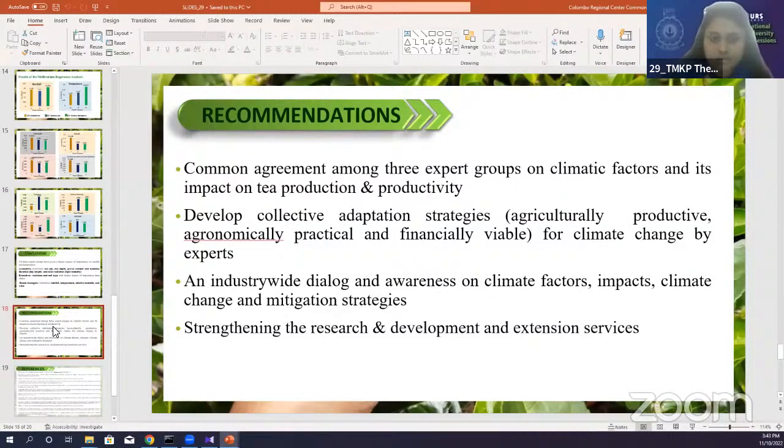So the extension services may affect this climate change impact. Strengthening the extension services with correct knowledge is somewhat reachable. That is, it has a reachable point to solve this problem up to some level. So, yes. Are there any other questions from the audience?